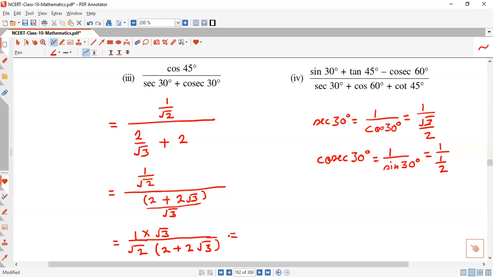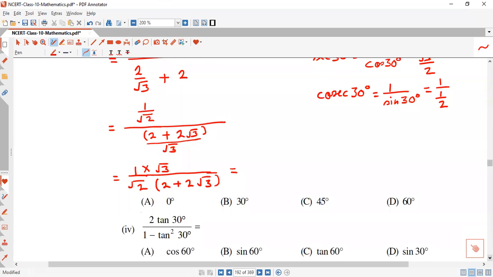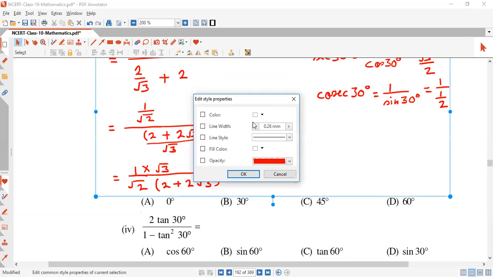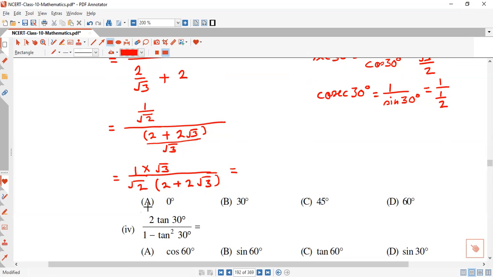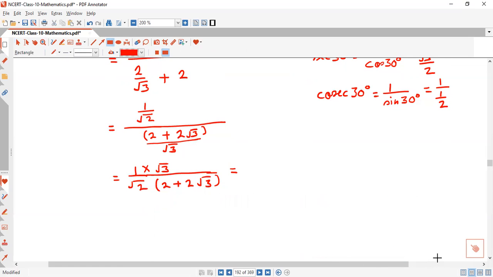So the answer cannot be left like this. We know we have to rationalize the denominator, because in the denominator we have square root terms. So we want to rationalize the denominator.